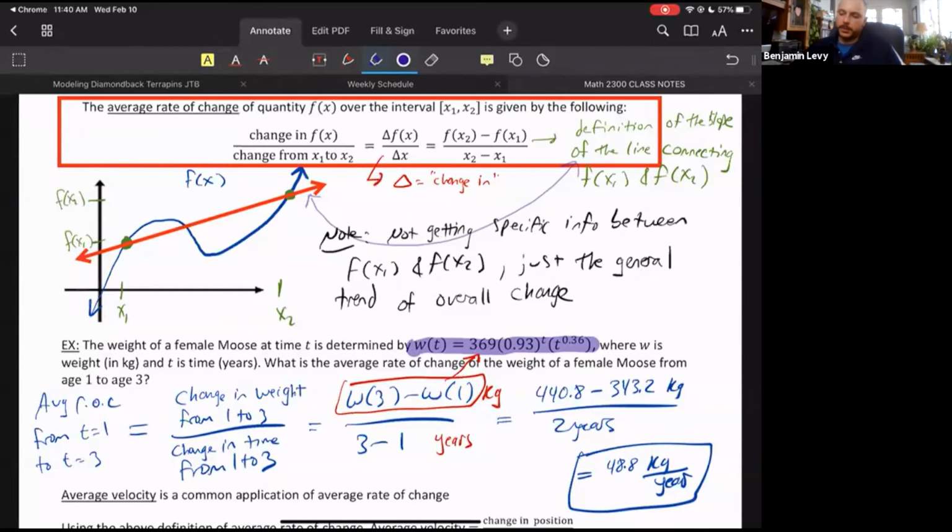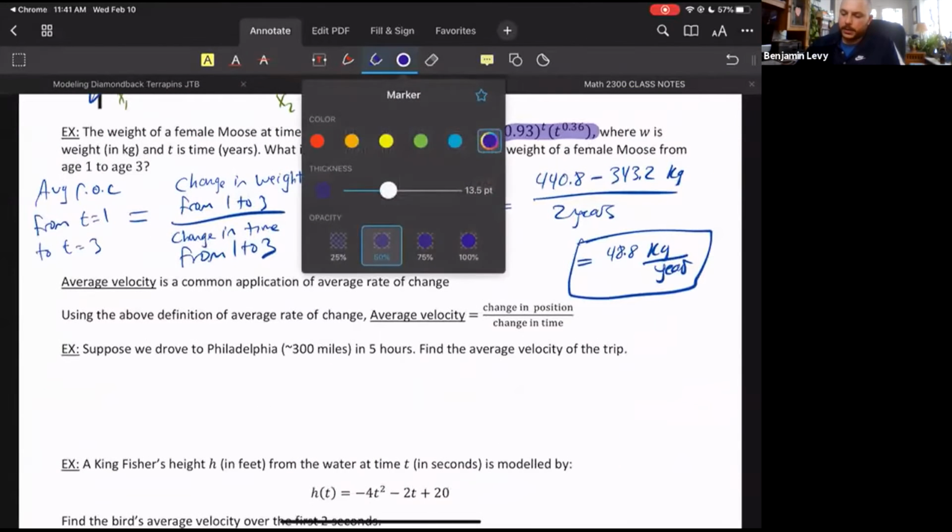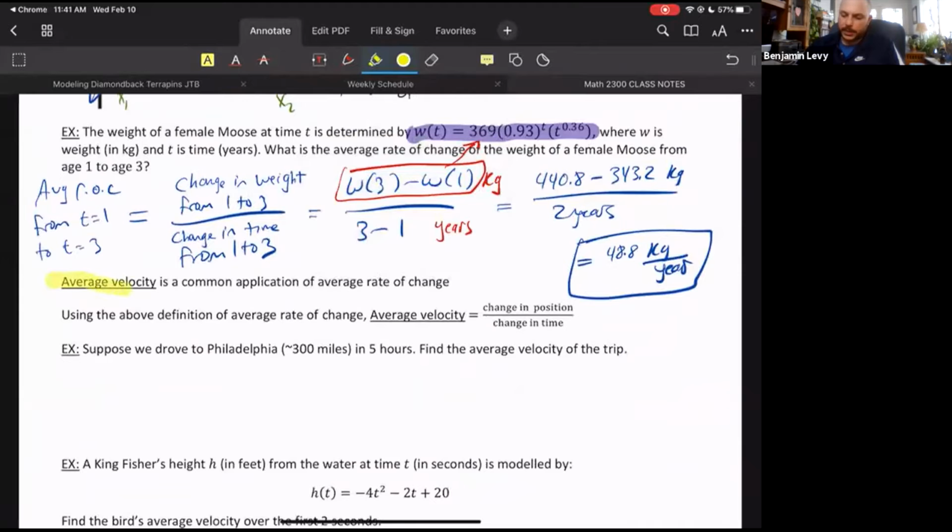All right, let me do one more example, and then I'm going to ask you to try the one at the bottom here. Oftentimes, people see this kind of thing when they're talking about average velocity. That's something that comes up a lot in physics. I don't know if you're taking this class because you want to take physics later, but if you do, you look at velocity a lot of times in physics, and just know that velocity is a type of rate of change.